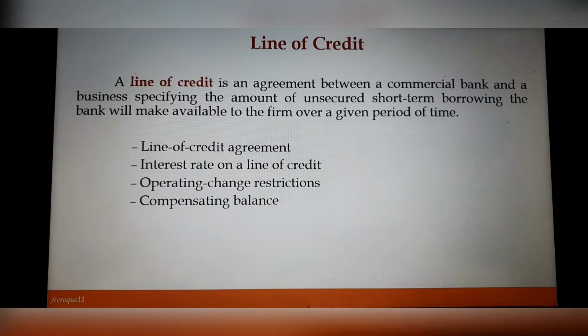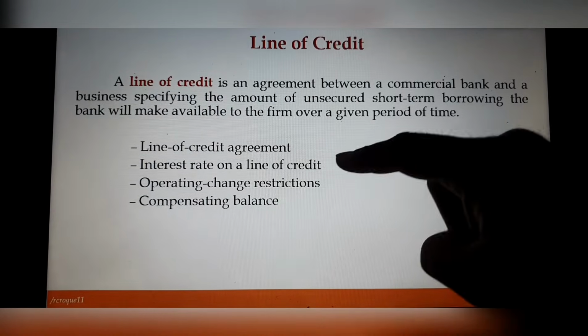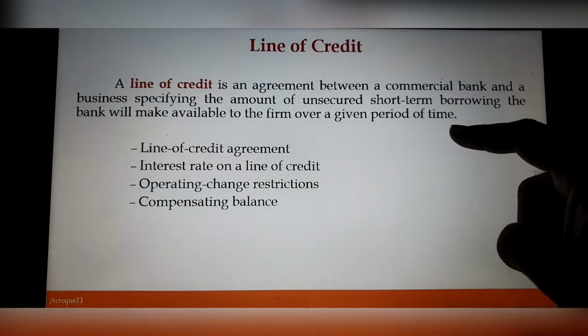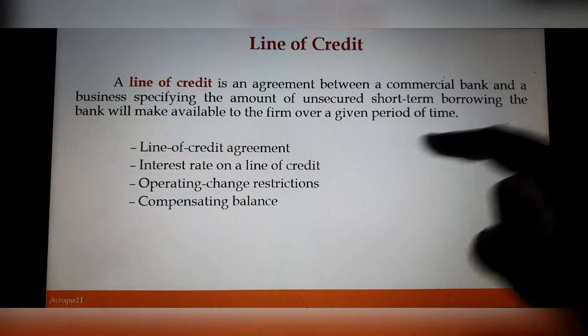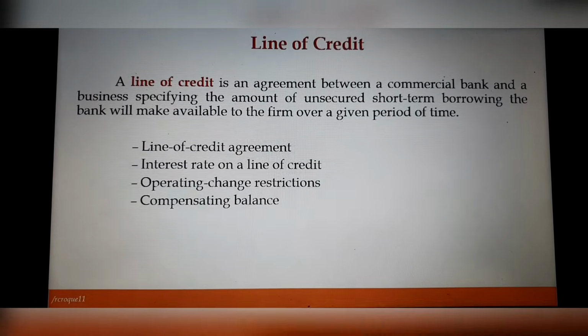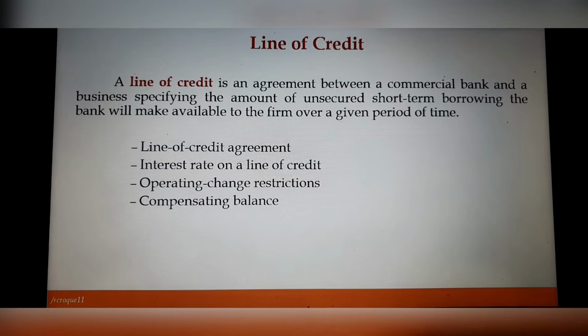So, normally, yung line of credit agreement would specify na mga 1 year. Tapos, yung kanyang interest rate on the line of credit usually ay floating rate. So, meaning, yung prime rate ay nagbabago. So it depends dun sa credit worthiness ng firm, or ng business. May mga kasamang restrictions at saka may compensating balance.